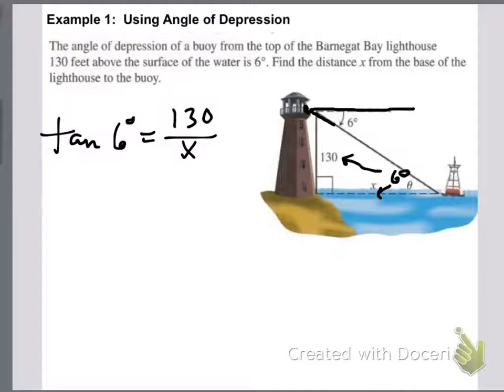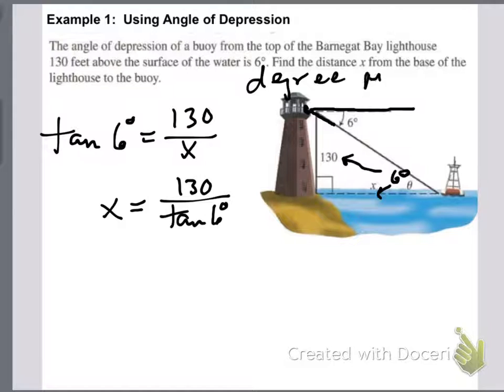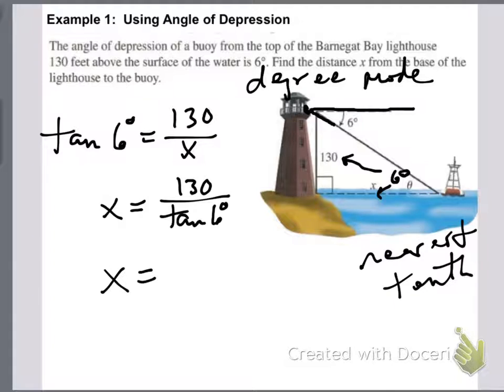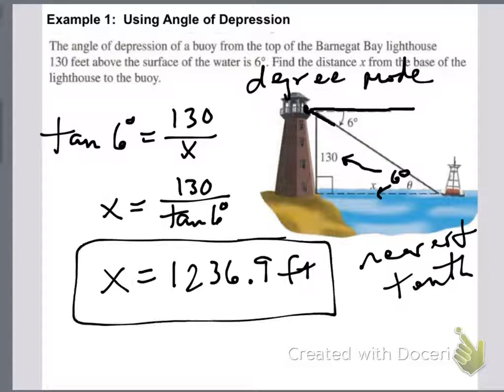Now, since the variable's on the bottom, shortcut, we take 130 and we divide by the tangent of 6 degrees. Since we're in degrees, make sure your calculator is in degree mode, or else you're going to get messed up answers. Round to the nearest tenth. I know it doesn't say, but nearest tenth, you get 1,236.9 feet. Always label your answers. So basically we're setting up trig equations based on our diagrams.